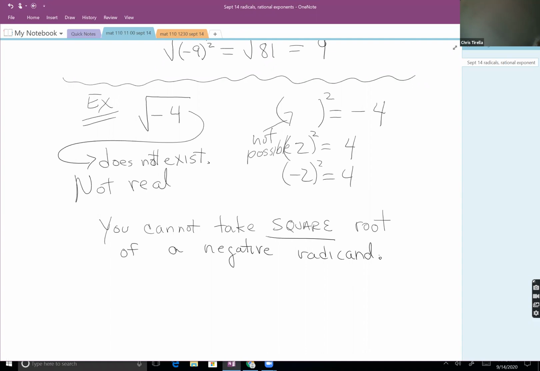So outside of that, saying that you can't have a negative under the radical, a lot of what we just said was a quick review from last class. We're going to go on now and look at the way we had rules for exponents. We're going to have some rules for radicals.